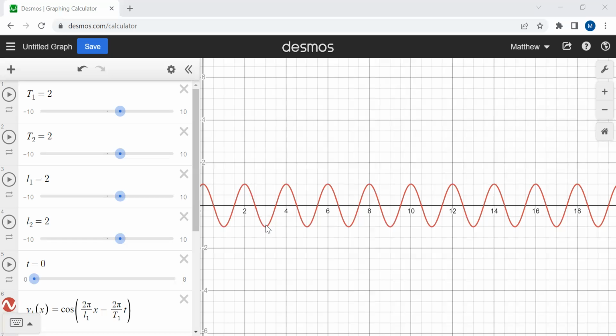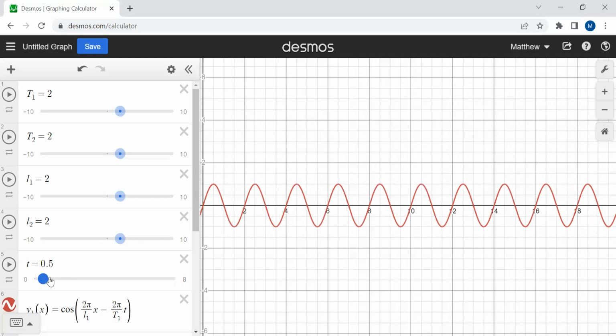So from trough to trough is 2 units, trough to trough, and from this point to this point is 2 units. So it has a wavelength of 2 units. It has a period of 2 seconds, so if I move time forward, you'll see that the wave will travel. See the wave moving as time advances.